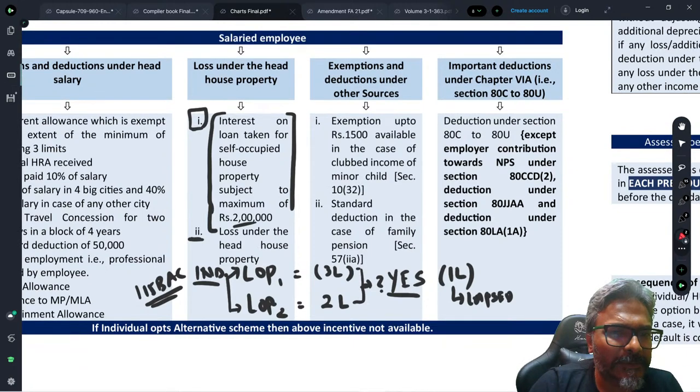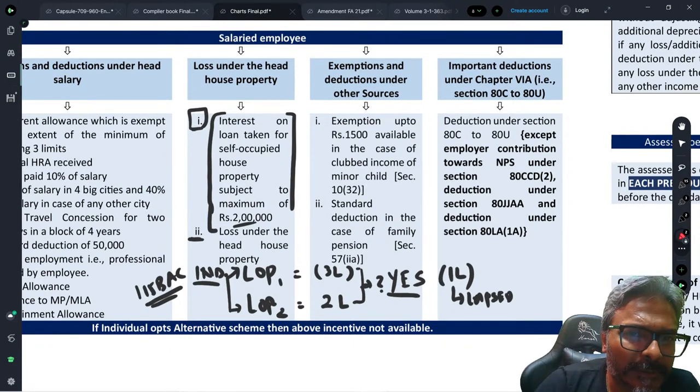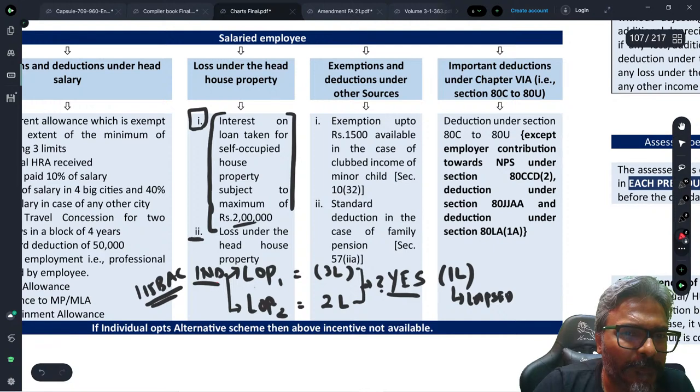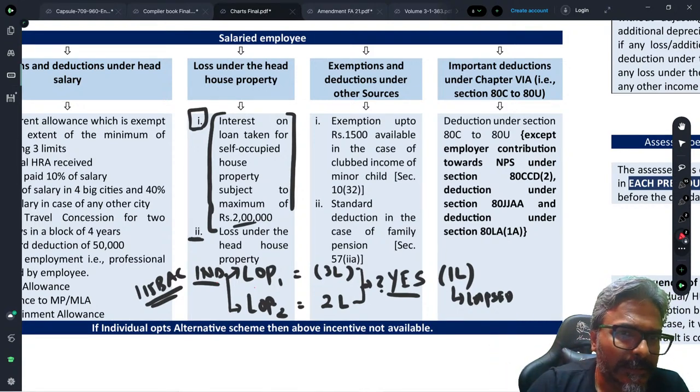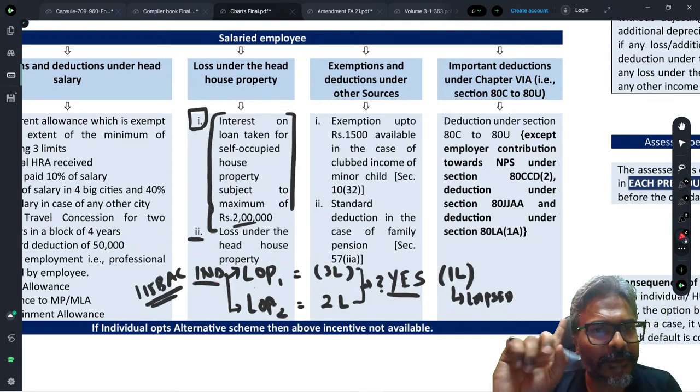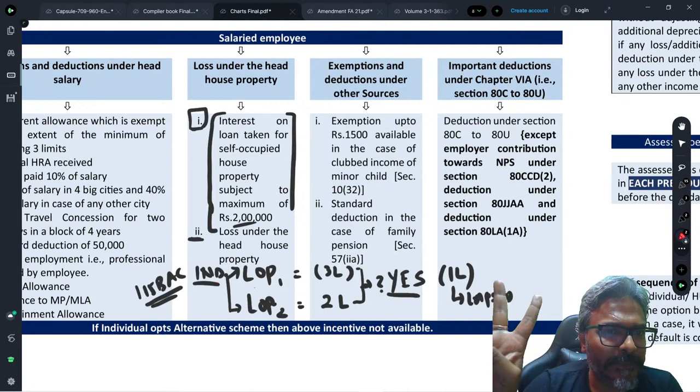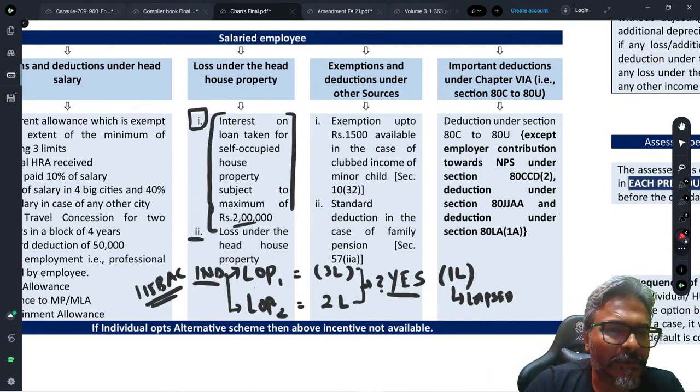Say, for example, students, if I'm an individual and from the individual, I've got a LOP unit. There are two LOP units. Please be careful. I'm an individual and I've opted for 115BAC. Now, I've got LOP 1 and LOP 2. In LOP 1, there is a loss of 3 lakhs. LOP 2, students, there is a profit of 2 lakhs. Is this set off allowed, students?